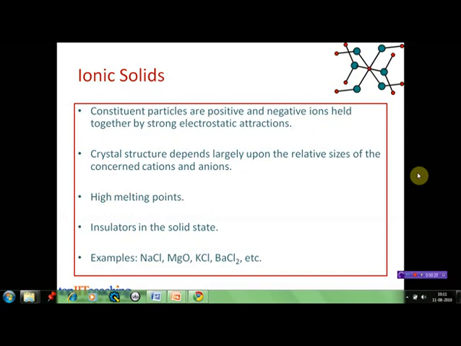They are insulators in the solid state, but they are considered to be pretty good conductors of heat and electricity in molten state and solution state. The examples of ionic solids are various ionic compounds such as sodium chloride, magnesium oxide, potassium chloride, barium chloride, and so on.